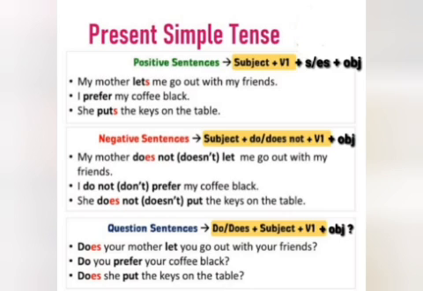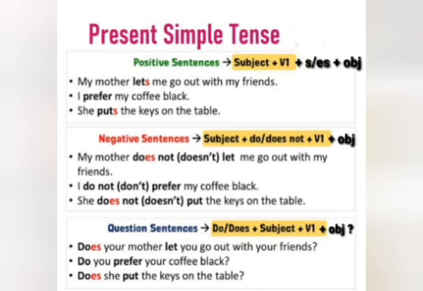Now how to write the negative form of simple present? So you have the format as subject plus do or does plus not plus V1 plus object. Now again we have where to use do and does. So do is used with first person and second person, and does is used with third person.